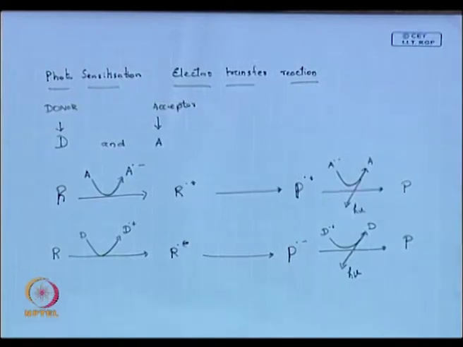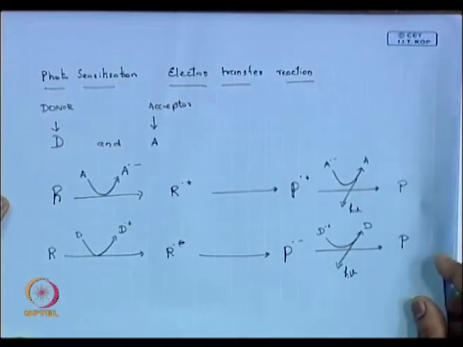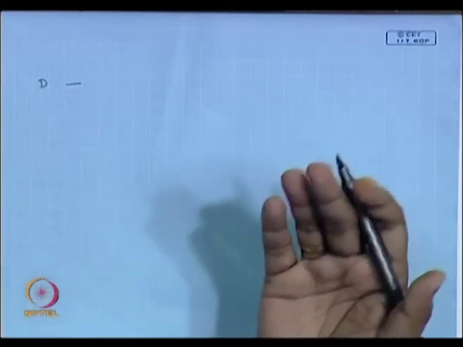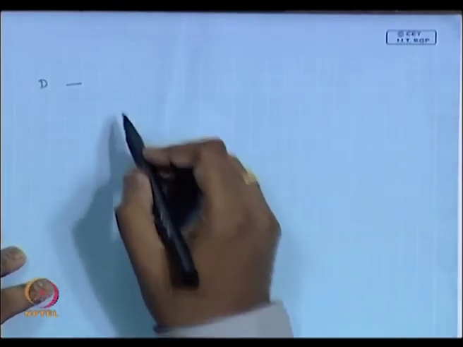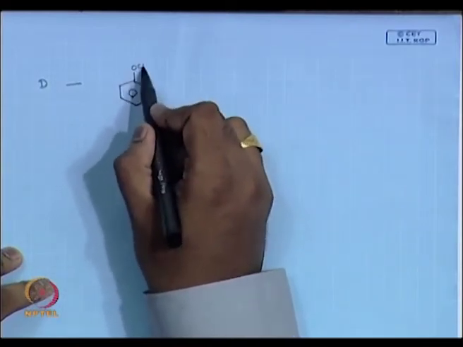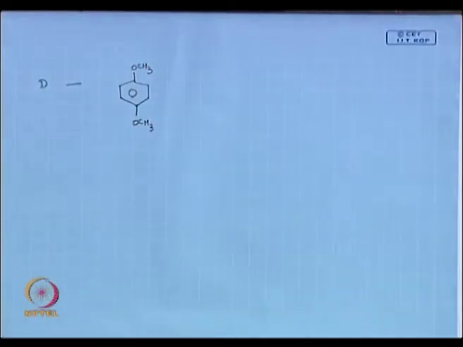Okay. Now, we'll see what these acceptors and donors normally look like. What are these molecules for acceptor and donor? See, if you want to do chemistry around 254 nanometers or something like that, then I can think about a donor of 1,4-dimethoxybenzene. It works nicely, a very good donor.